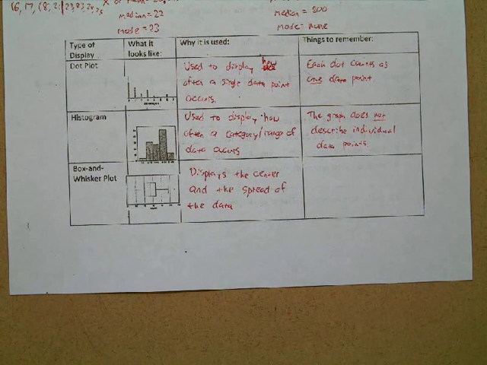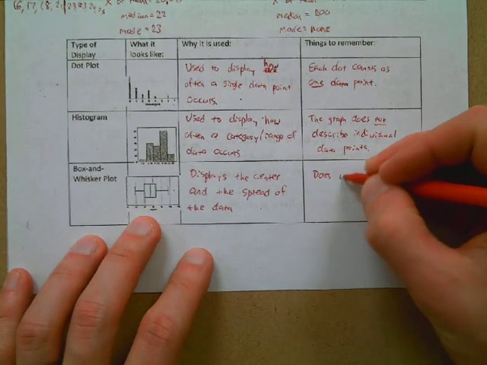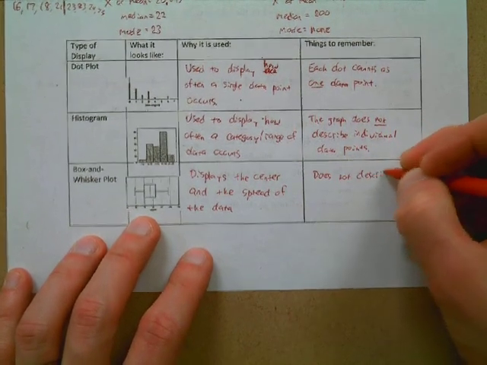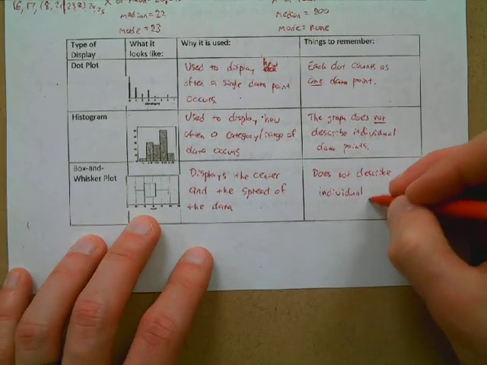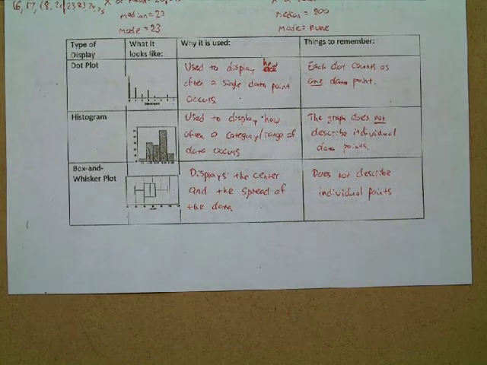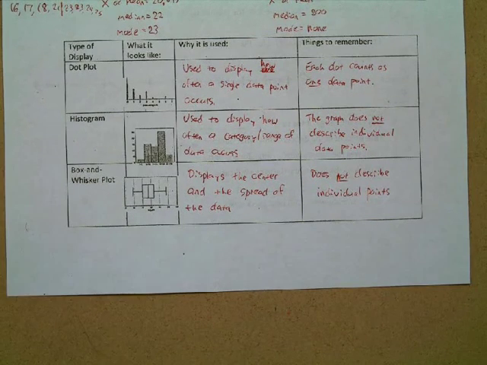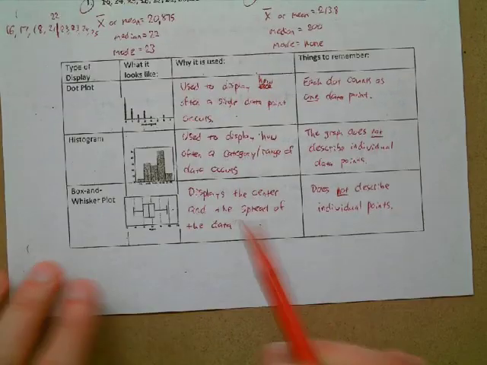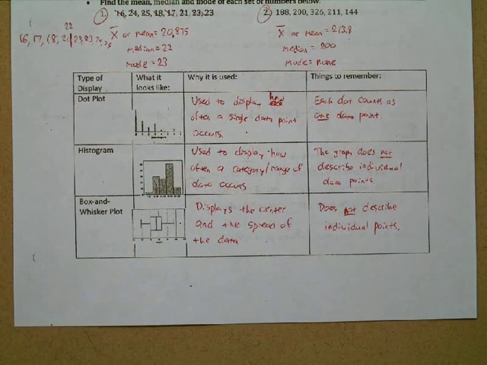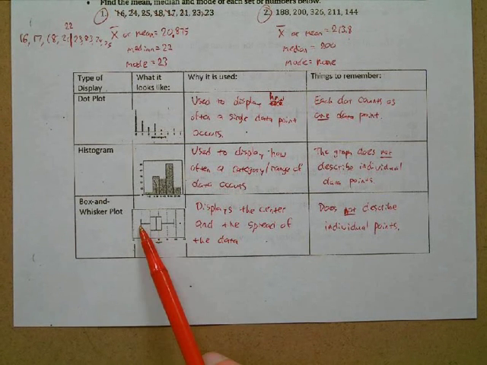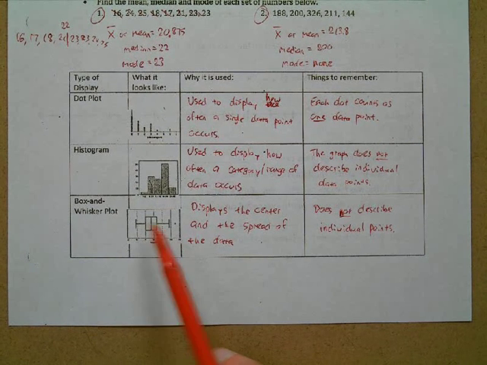Okay. Things to remember of the box and whisker plot. Again, it does not describe individual points. Okay. The dot plot gives all of our points, right? But the box and whisker plot is only really 5 numbers. Okay? It only shows 5 numbers. The lower extreme, the upper extreme, the lower quartile Q1, the upper quartile Q3, and then the median. That's it.